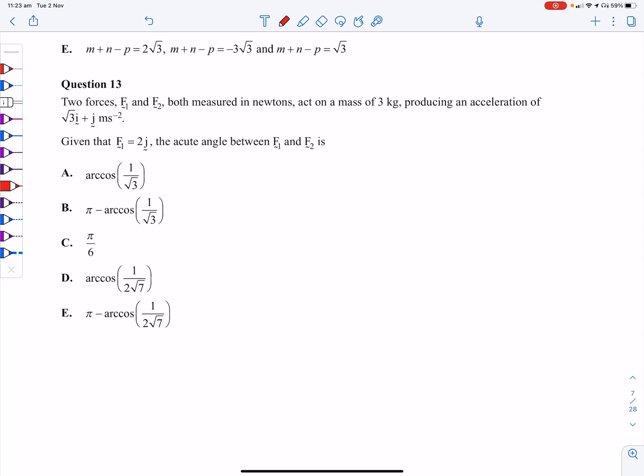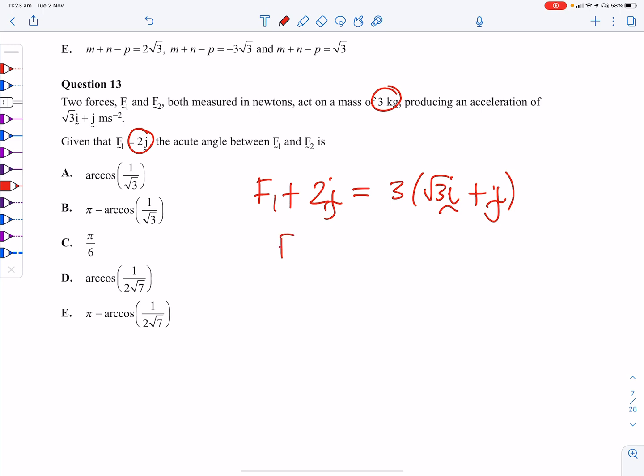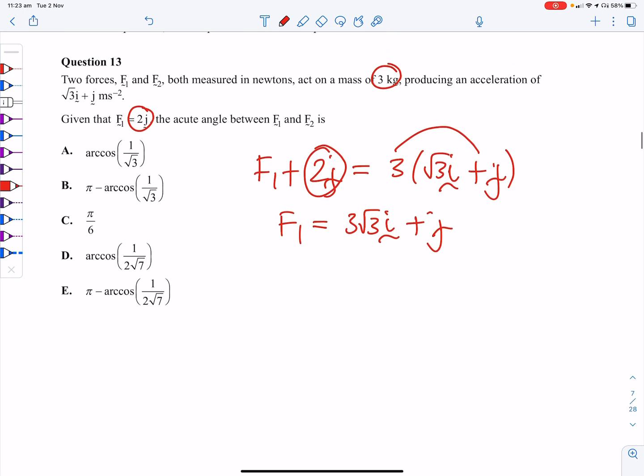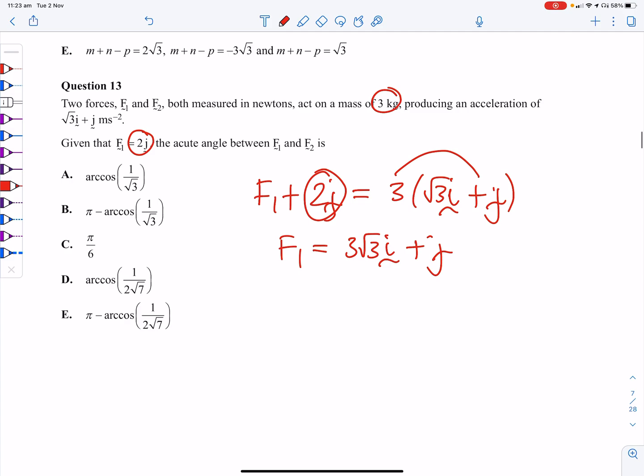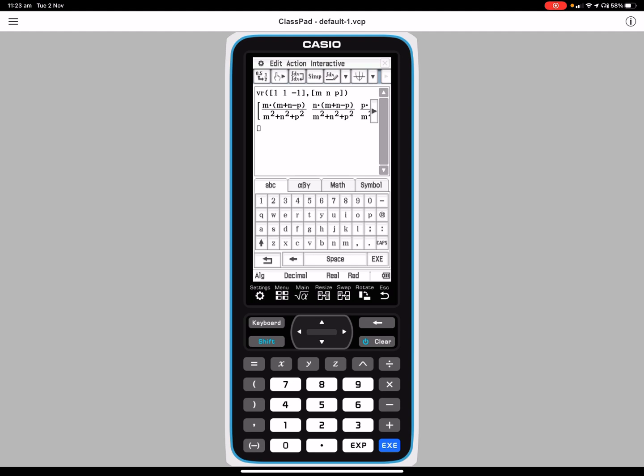Okay, here, two forces F1, F2 measured in newtons act on a mass of 3 kilograms, producing an acceleration of √3i plus j meters per second squared. So F1 plus F2 is equal to mass times acceleration. So F1 is 3√3i, 3j minus 2j is plus j. The angle between this and this, the acute angle, what was it?